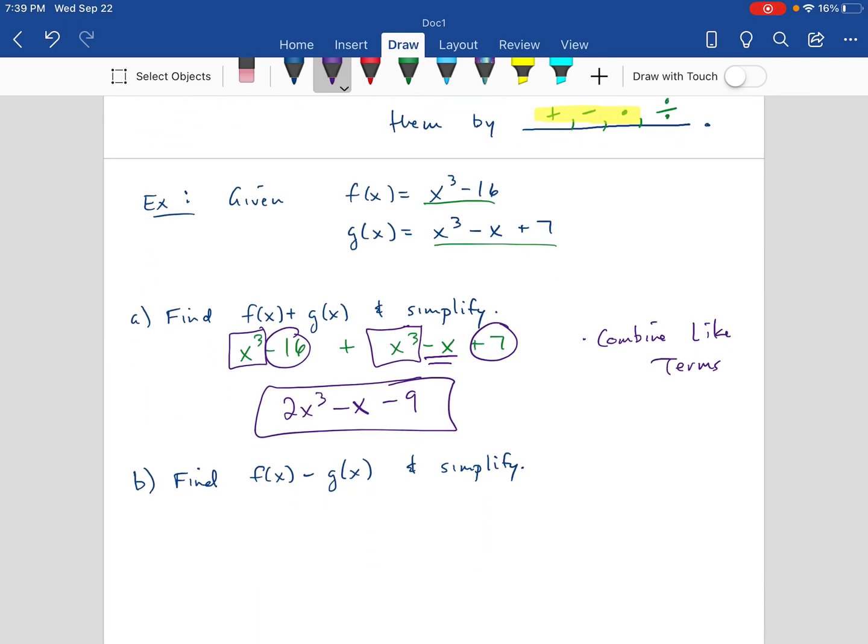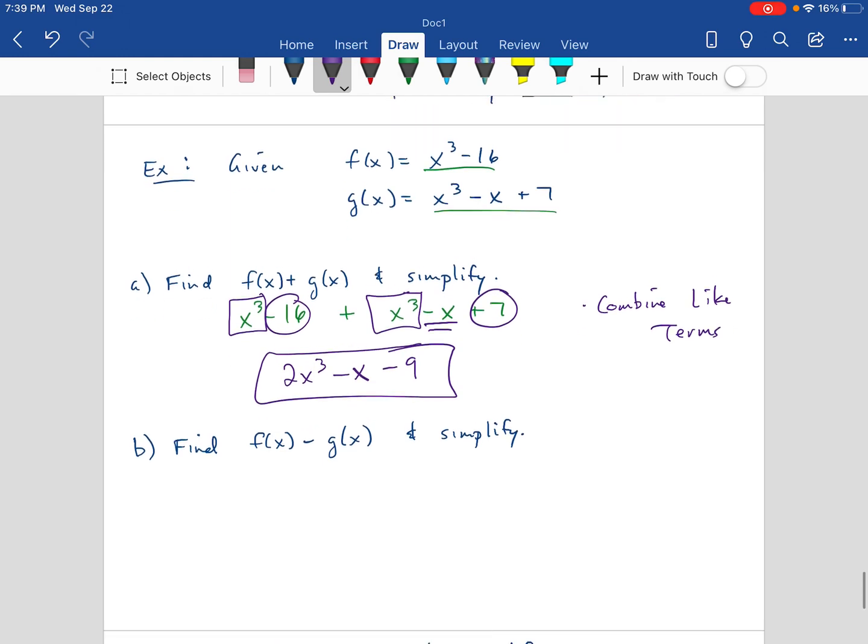Okay, so now we're going to use the same functions and we are going to subtract them. Now, subtraction has an extra step here. Because I'm subtracting a whole function, I need to get rid of the subtraction signs. To do that, I am going to use KFC. No, not the chicken place. Keep, flip, change. Or keep, change, change, some teachers may have used.